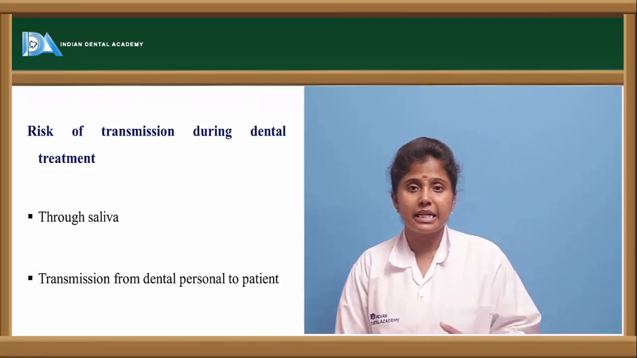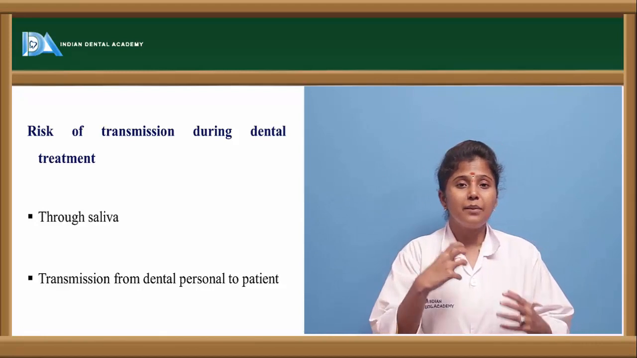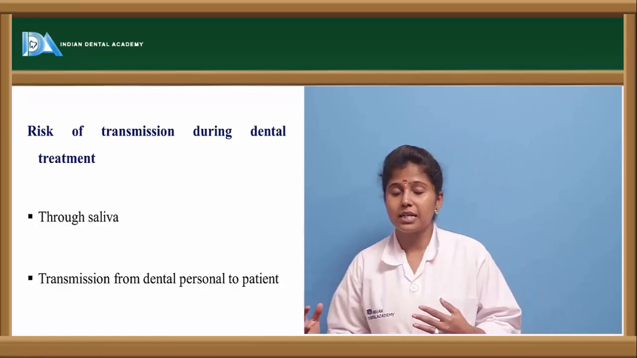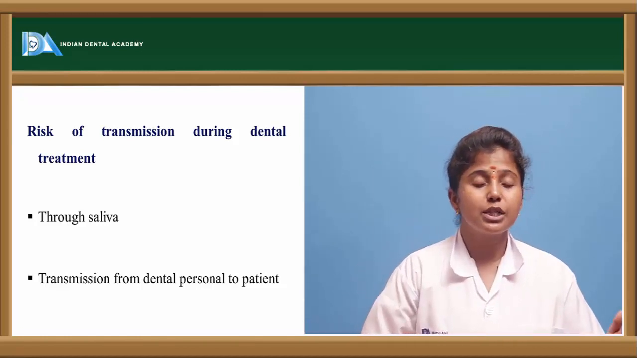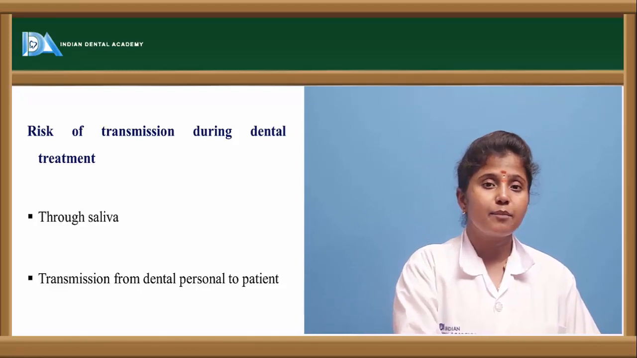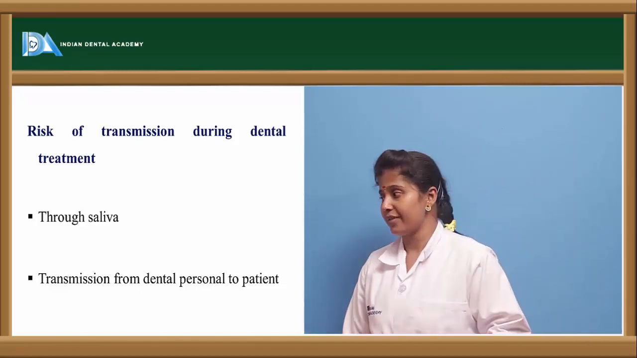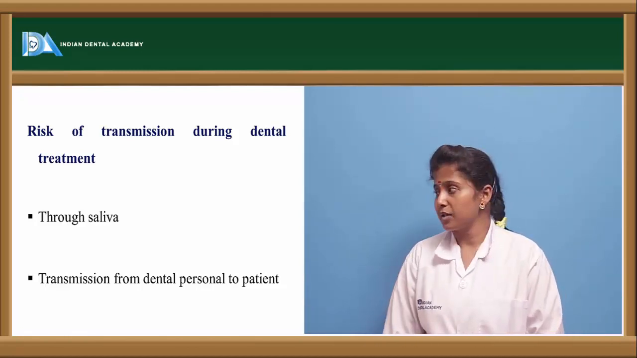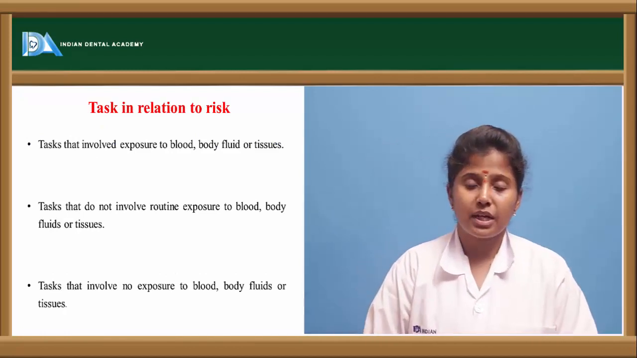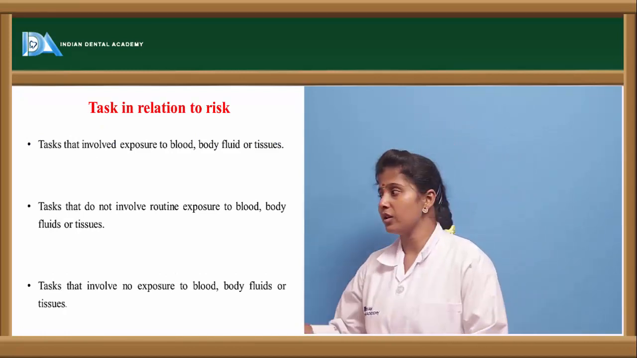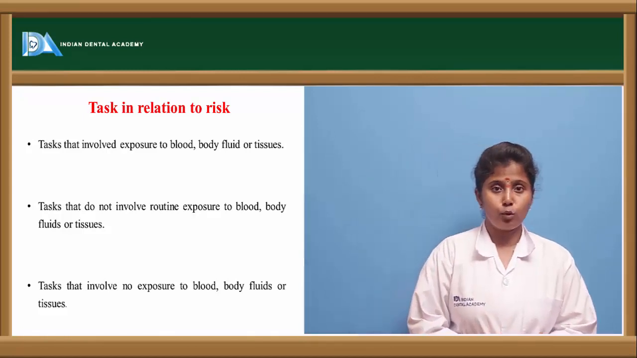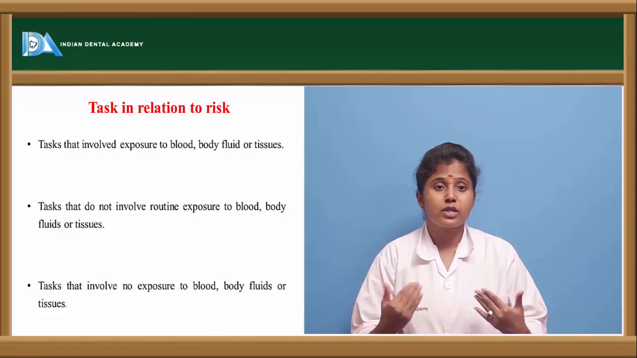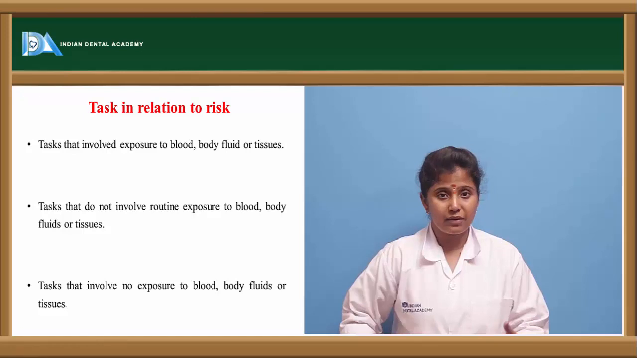So what is the risk of transmission? Mostly in a dental practice, the clinician will come in contact with the saliva of the patient, body fluids, and blood. When the clinician comes in contact with an infected person, the clinician has a greater risk of getting the infection. And the transmission may be from dental personnel to patient, or from patient to dental personnel. What are the tasks involved in the risk factor? The tasks involve exposure to body fluids, blood, and saliva. The clinician will be exposed to blood, saliva, as well as body fluids. That is a challenge, from where the infection can be spread.